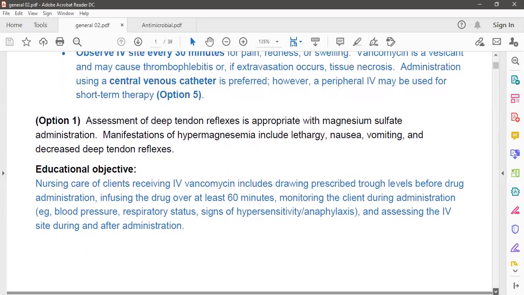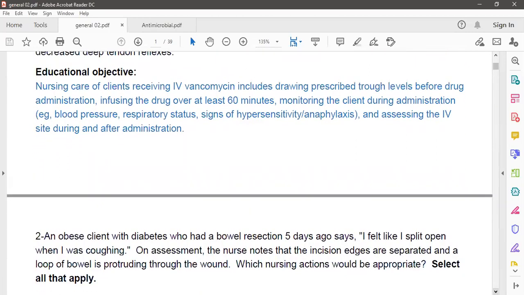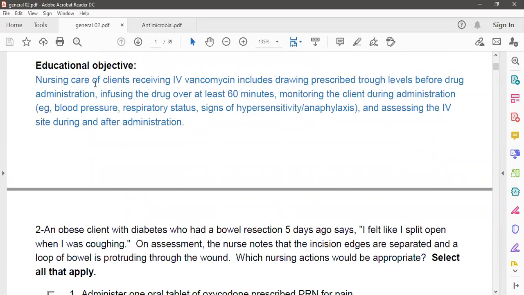So now a little bit of education objectives here. Let me read it for you. Nursing care of a client receiving IV vancomycin includes: draw the prescribed level of vancomycin before drug administration. Infuse the drug over at least 60 minutes. Monitor the client during administration, meaning side effect monitoring, respiratory status, signs of hypersensitivities, and check the local area, the IV site, during or after administration.